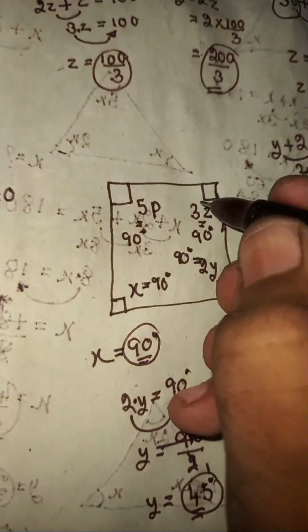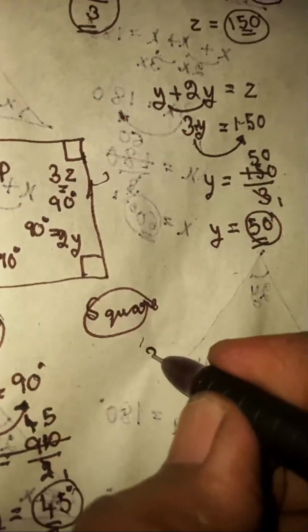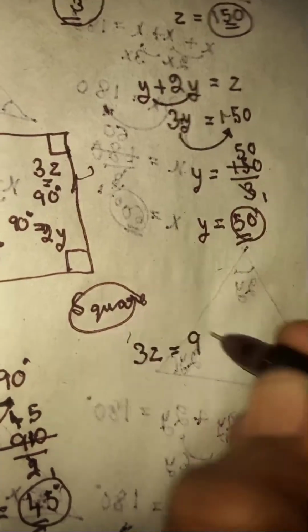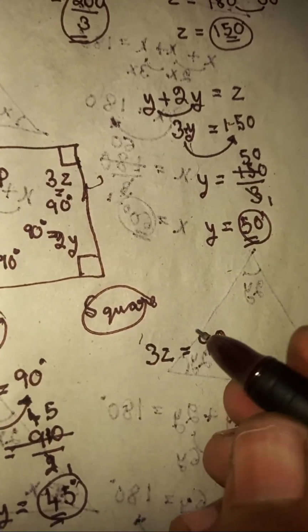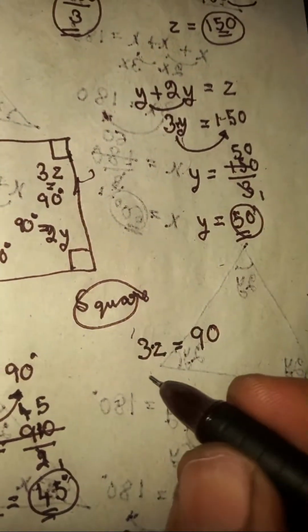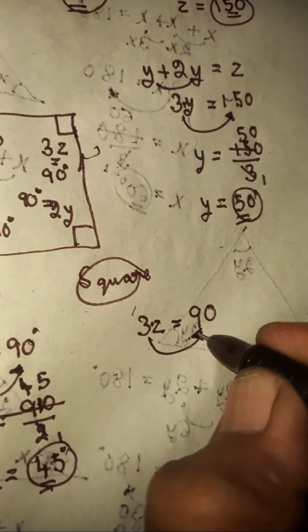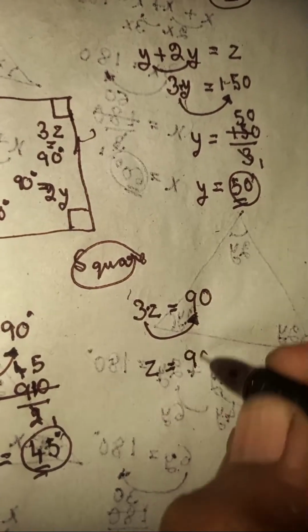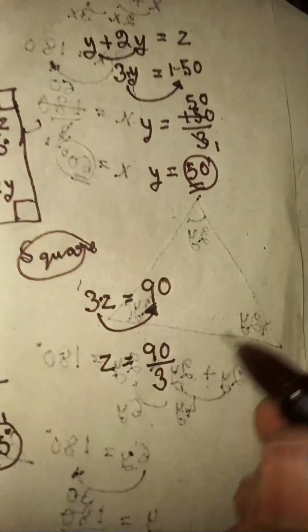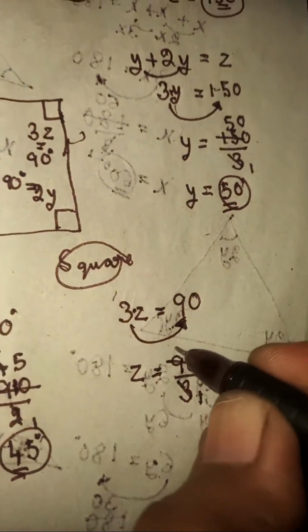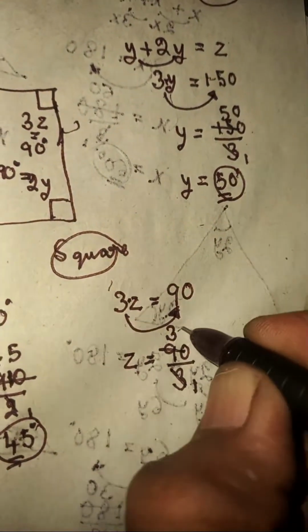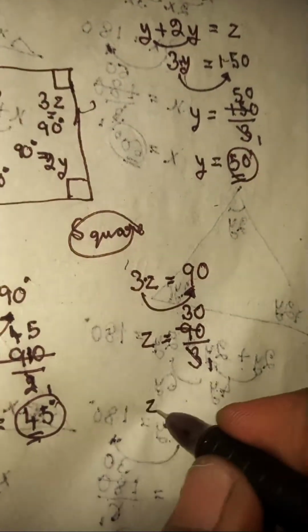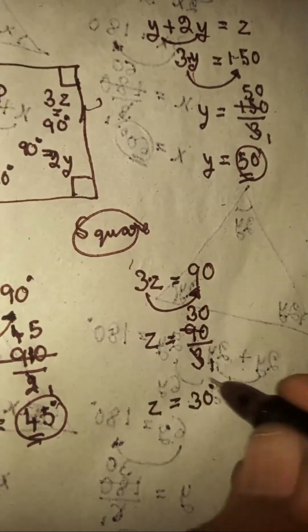And now in the same way, let's find out the z value, that is 3z equal to 90 degrees. This 3z you can write as 3 times of z, and 3 comes here, it comes in denominator, that is below it comes, that is z equal to 90 by 3, and 90 by 3 means 3 3 times is 9, and 0 with it, z becomes equal to 30 degrees.